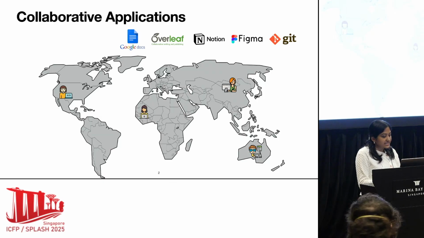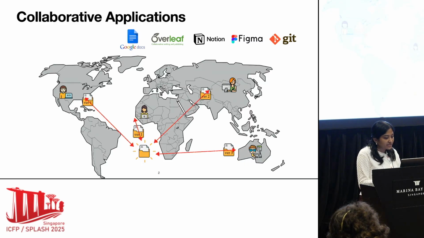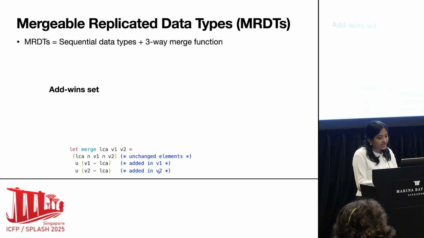But how do we build systems like this? The answer is to embed replication into the data type. We design the system from the ground up to support multiple divergent copies that can be merged later. Recently, mergeable replicated data types, or MRDTs, have emerged as a systematic approach to embed replication into data types. Any sequential data type with a three-way merge function becomes an MRDT.